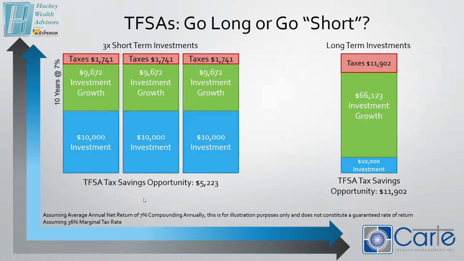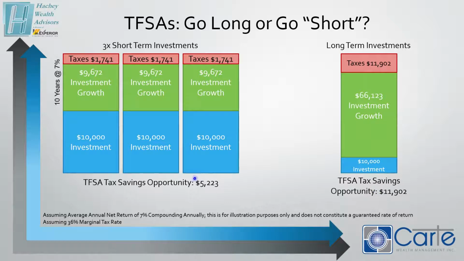And again, the tax savings opportunity at an assumed rate of return of 7% is just over $5,000. But if we look at a long-term perspective, oh boy, that's just investing $10,000 once and letting it grow for 10 years and realizing a great growth. And again, this is an assumed rate of return, a tax savings opportunity of nearly $12,000. So again, short-term, this is your tax savings opportunity. Long-term, this is your tax savings opportunity.